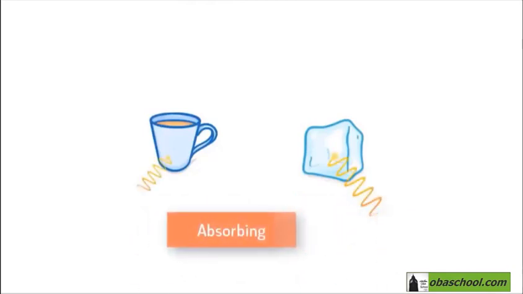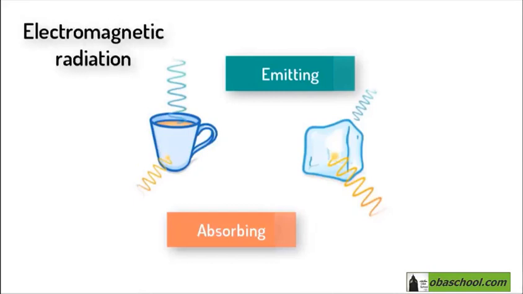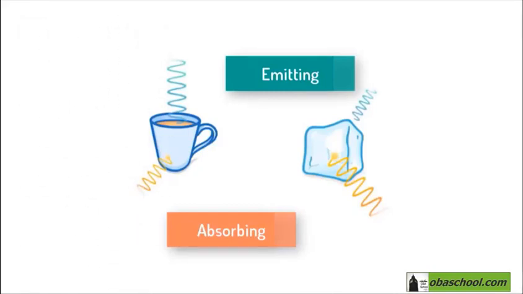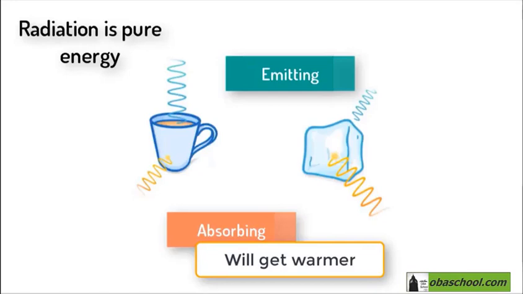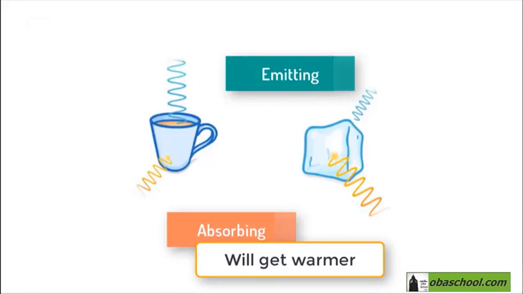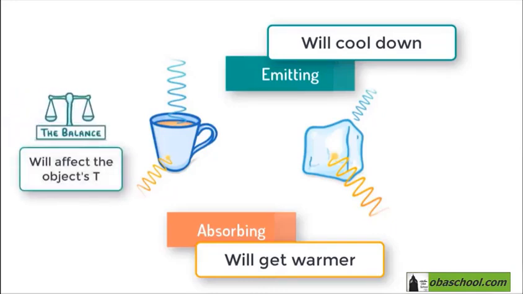constantly be absorbing and emitting electromagnetic radiation from the surroundings. Whenever it absorbs radiation, it will get warmer because radiation is pure energy. When it emits radiation, it will cool down, meaning that the balance between absorbing and emitting radiation will affect the object's temperature.